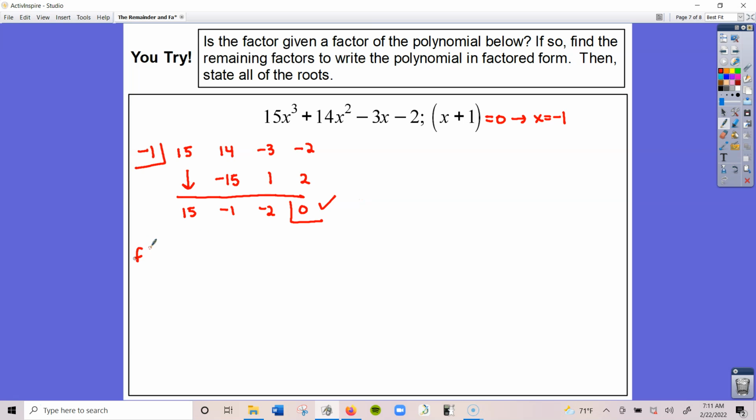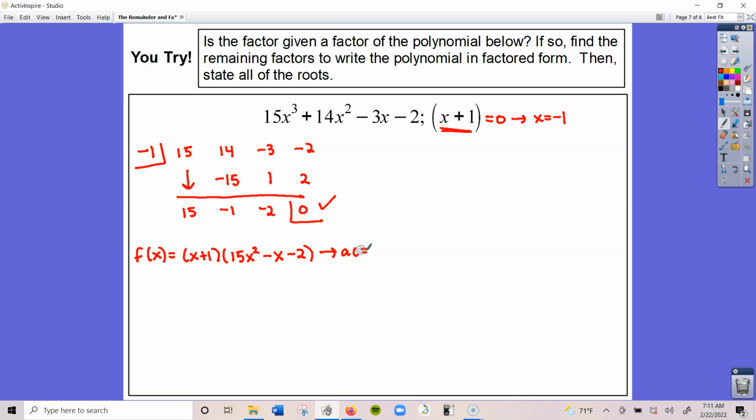So let's write our polynomial so far. We have the original factor, which was the x plus 1. Then we have this, our answer. Since our original polynomial was to the third, that means that this one is going to start with x squared. So 15x squared minus x minus 2. Now here I have my quadratic, but since I have a number in the front that I could not divide out, that means that I'm going to have to use the AC method.